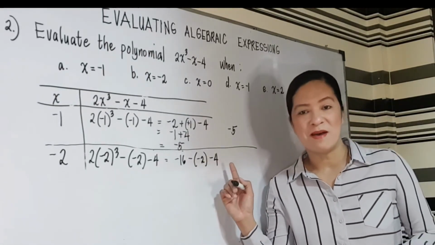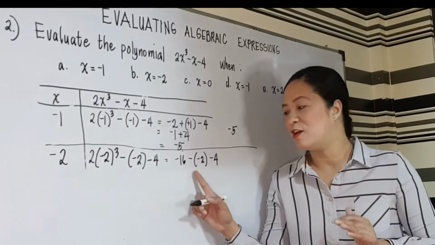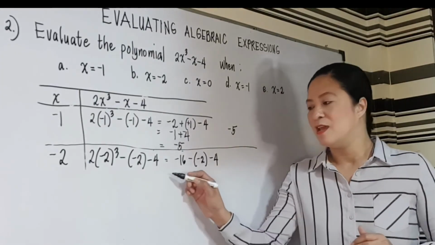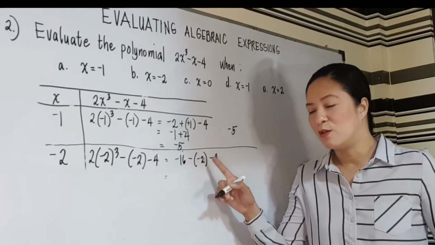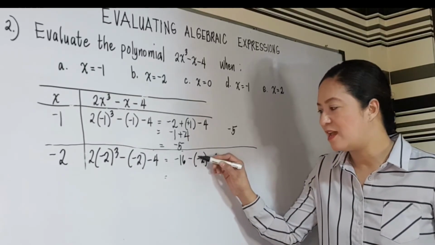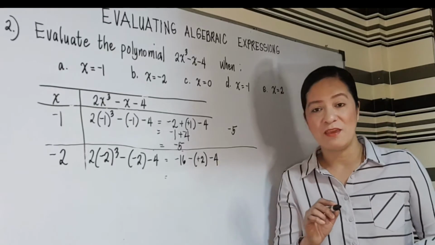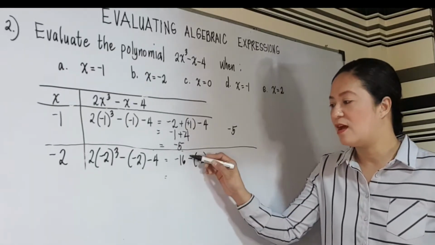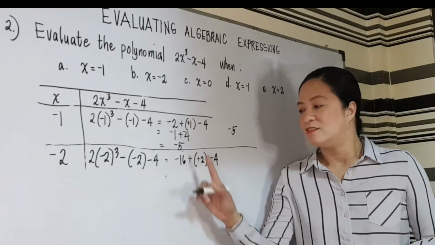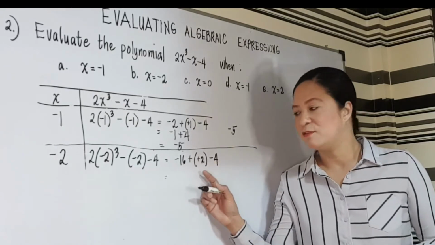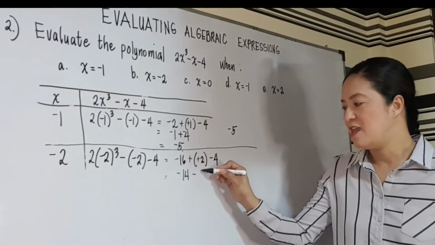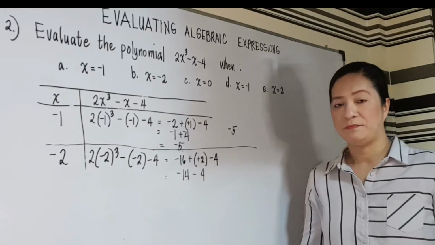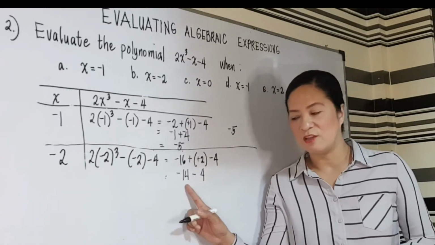Ayan, merong dalawang minus. So, yun munang unang minus ang gawin natin. So, remember, when you are subtracting, you are going to change the sign of the subtrahend. So, this becomes positive. And change the operation. So, negative 16 plus 2. That's negative 14. Minus 4. Again, this is subtraction.